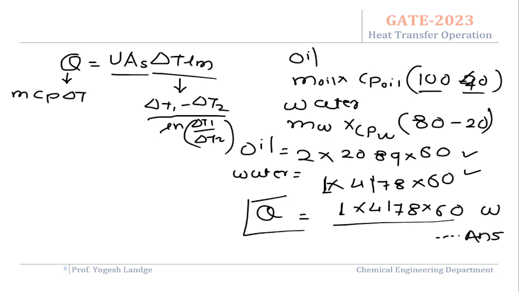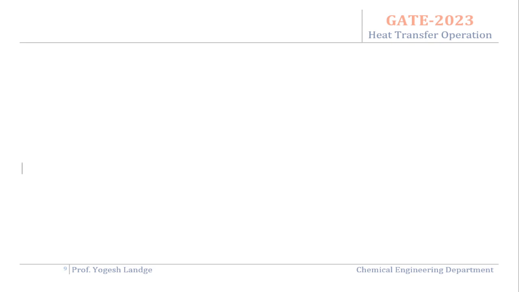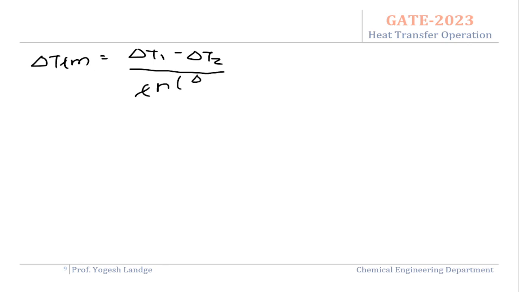Now I'm concentrating on delta TLM. How do we calculate delta TLM? Again, we can write the formula for the delta TLM, which is already written. So we can say that delta TLM is equal to delta T1 minus delta T2 upon ln of delta T1 by delta T2.